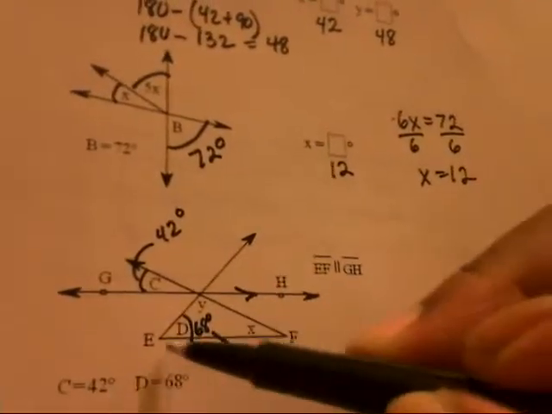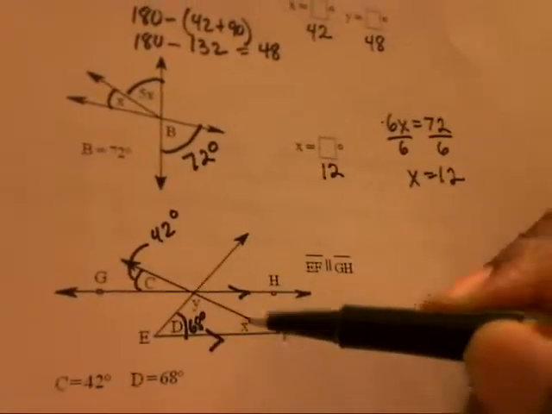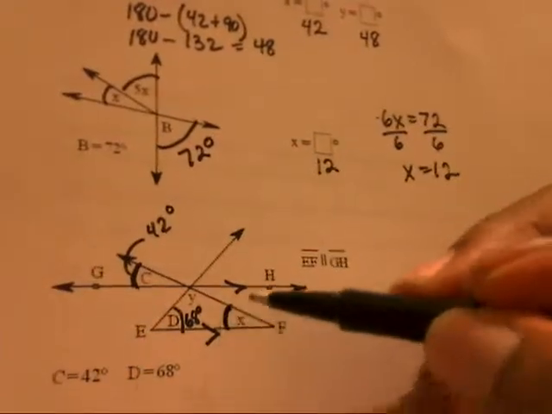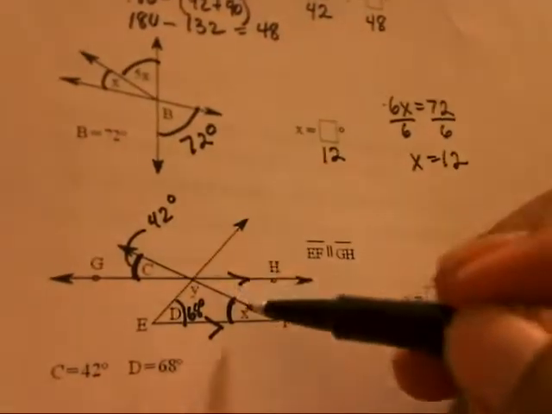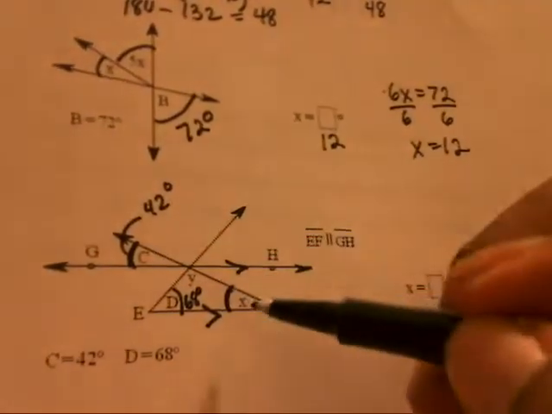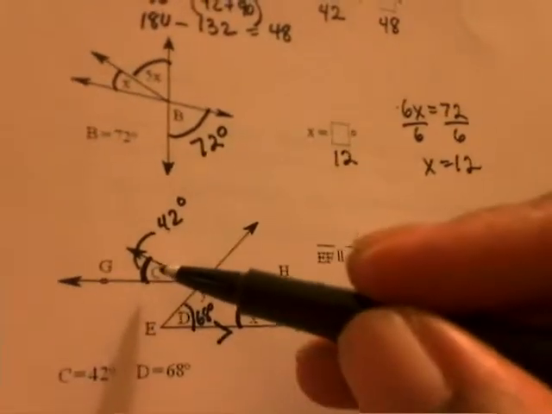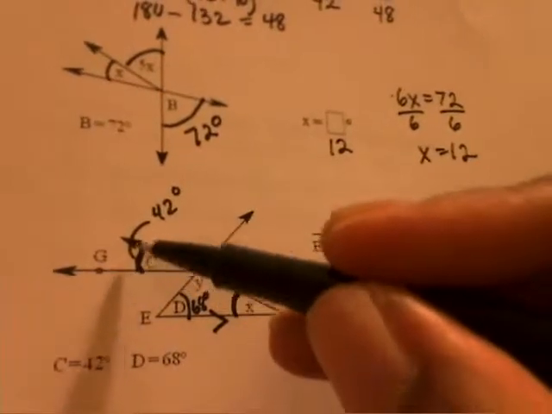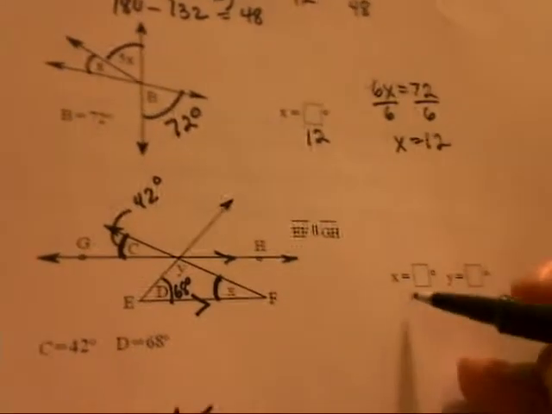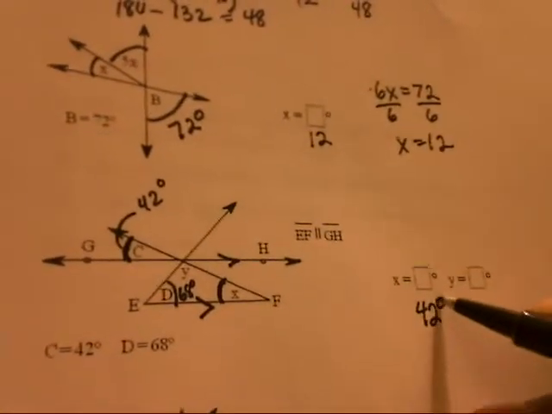Well, if GH and EF are parallel to each other, then angle C and angle X are considered to be a pair of corresponding angles. And if we have two parallel lines, that means that the corresponding angles are equal. So in this case, if angle C is 42 degrees, then angle X will also have to be 42 degrees.